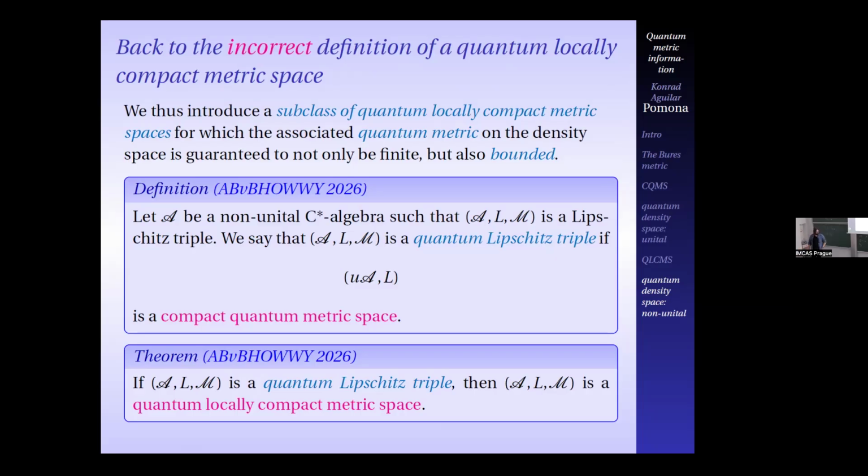Sorry, I'm asking you about a paper from six years ago. I guess maybe I'm just misunderstanding. The Podleś spheres are unital, though, right? Yeah, they're unital, but verifying that they're a compact quantum metric space is non-trivial. That's true, they are. That's a good point. Yeah, they are unitizations of the compact operators.